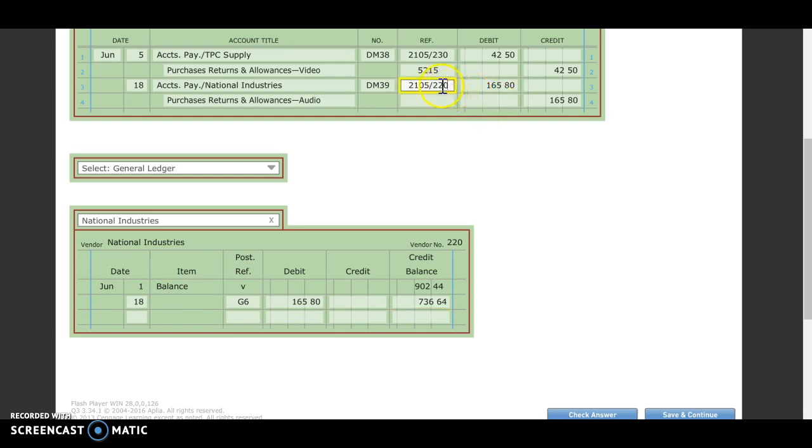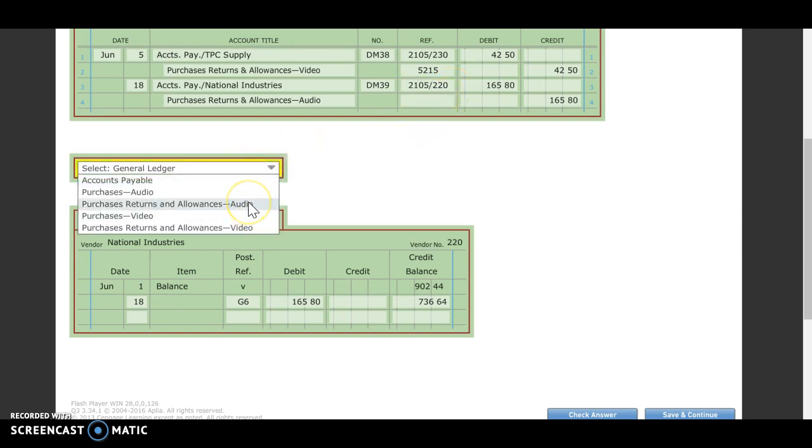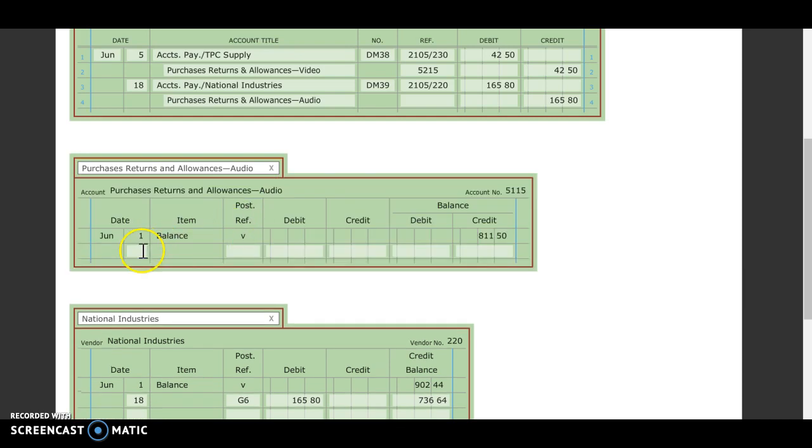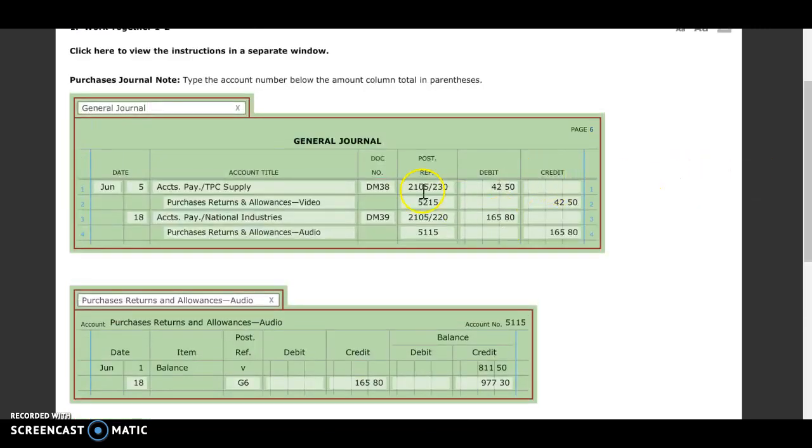Account number 220. So this should be 220 there. And last one, we're going to be posting to purchases, returns, and allowances. The 18th, General Journal, page 6. We have a credit of $165.80. And this, you will get the same number. Okay, so the number you should get is $977.30. And account number 5115 goes up here. Okay, so once our post reference column is filled in, that tells us that we're done posting with our general journal.